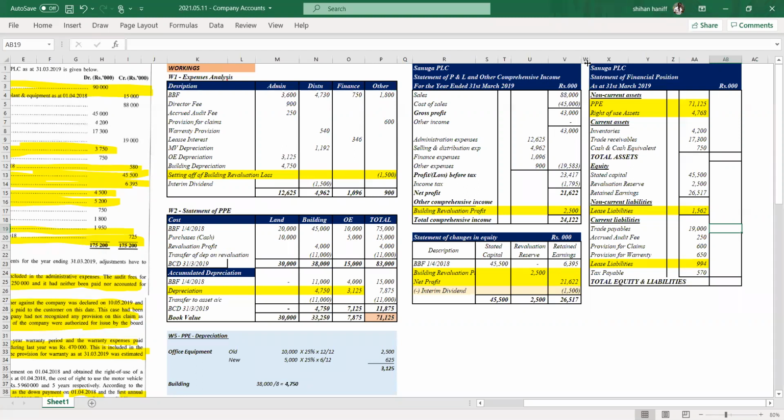It's a question. Director's fee from opening balance 4,500. We deducted 900. Again, I didn't deduct, I added. This total is 4,500. 3,600 plus 900 is 4,500. I separated. I didn't deduct. Director's fee. This total administration expense 4,500.